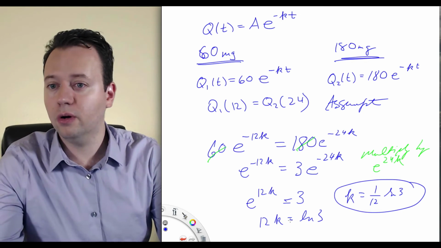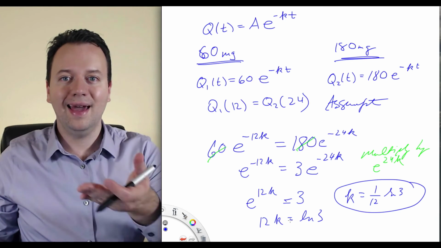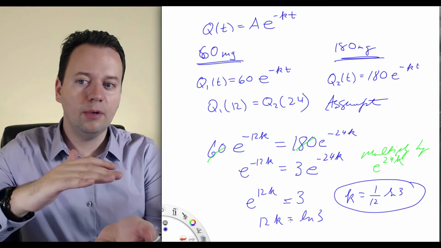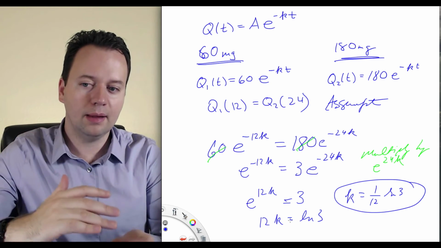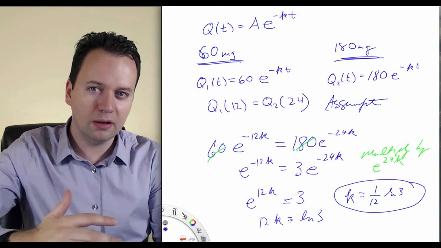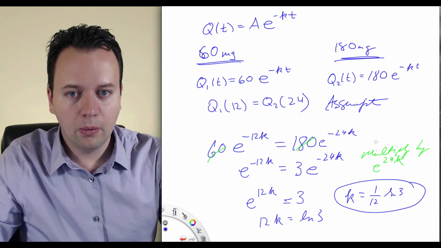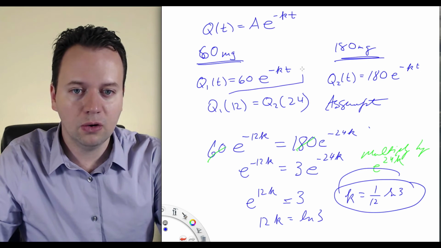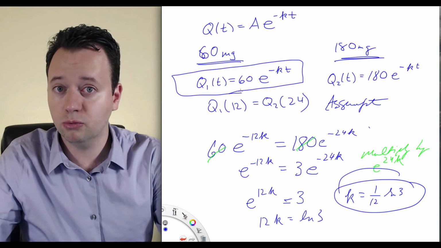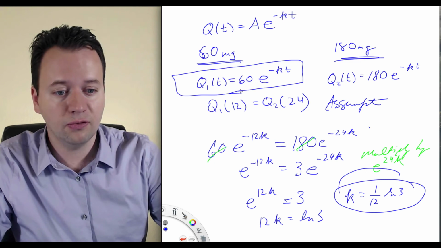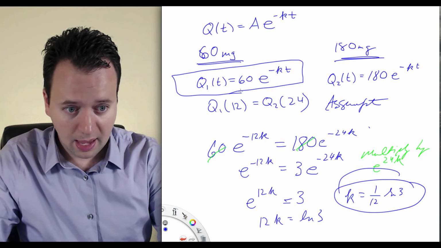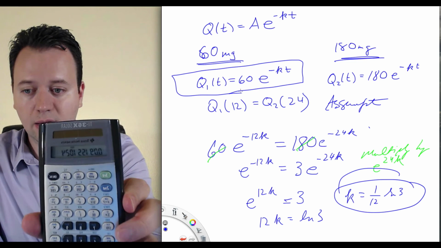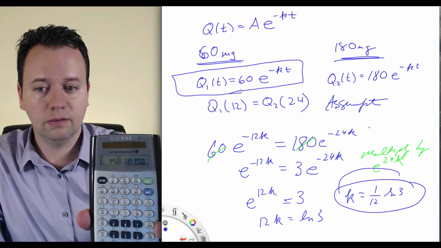Now let's find out how much is left over in your body after those 12 hours or the 24 hours, whenever you have to take the next pill. What's that minimal amount where if you have less than this amount, you should take your next pill? Well, let's plug this value for k into our equation and see how much drug will be remaining in our system after 24 hours. So k is ln of 3 over 12.